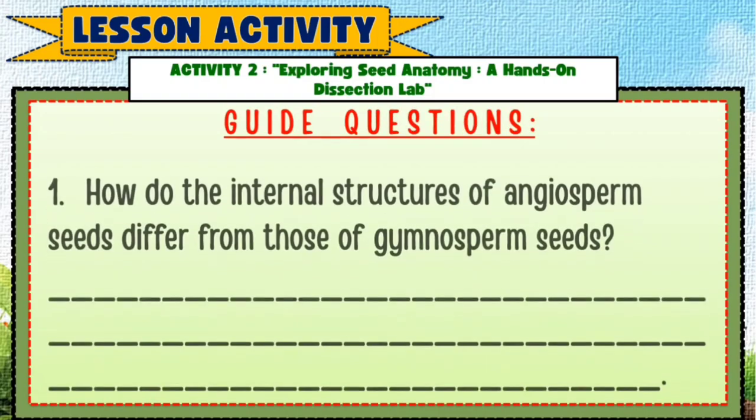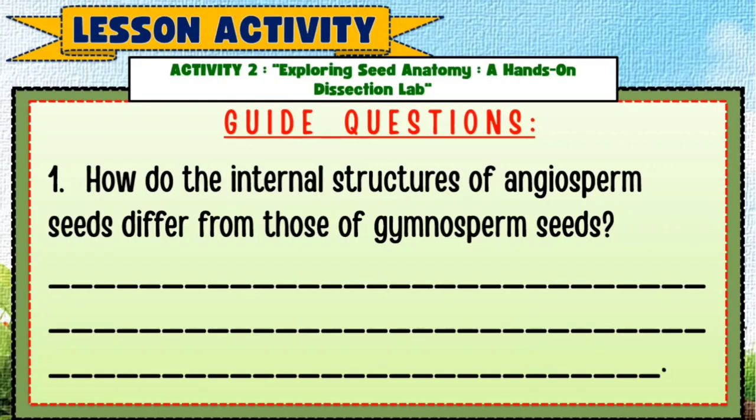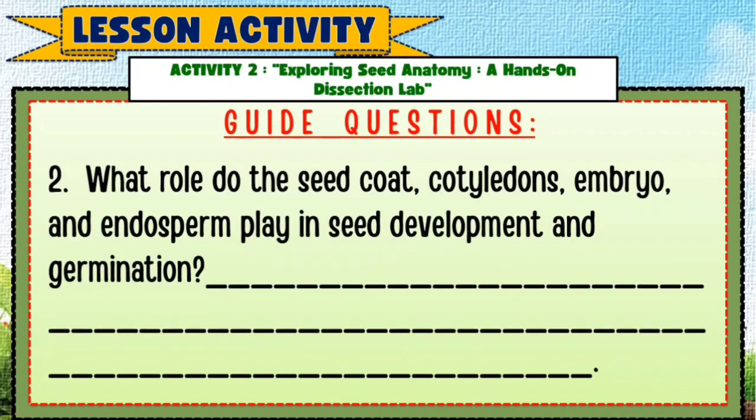Guide questions. Number 1. How do the internal structures of angiosperm seeds differ from those of gymnosperm seeds? Number 2. What role do the seed coat, cotyledons, embryo, and endosperm play in seed development and germination?